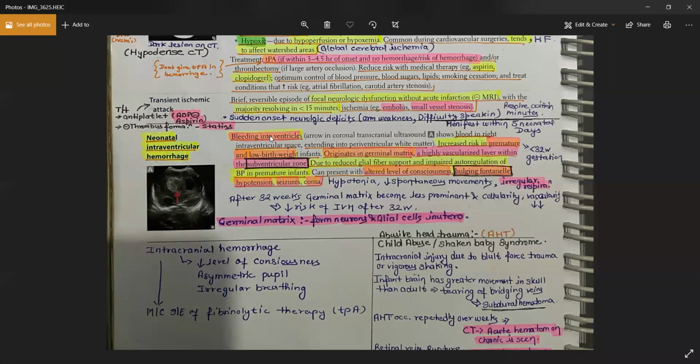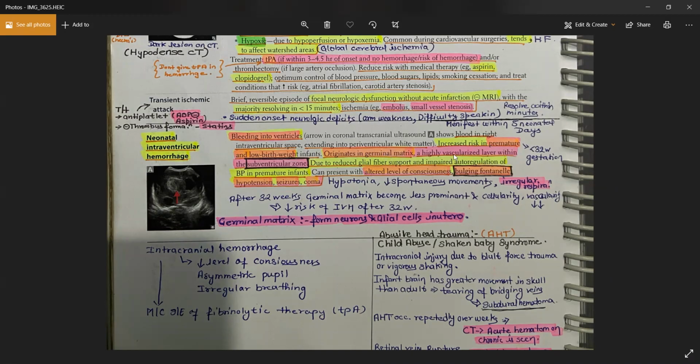What symptoms you will get? You will get an increase in the head circumference. You will get bulging fontanelles of the patient, right? So that will be the history of the patient. And the patient will be before 32-week gestation. This is a must. After 32 weeks, you cannot see this condition. Low birth weight can also be there, right?